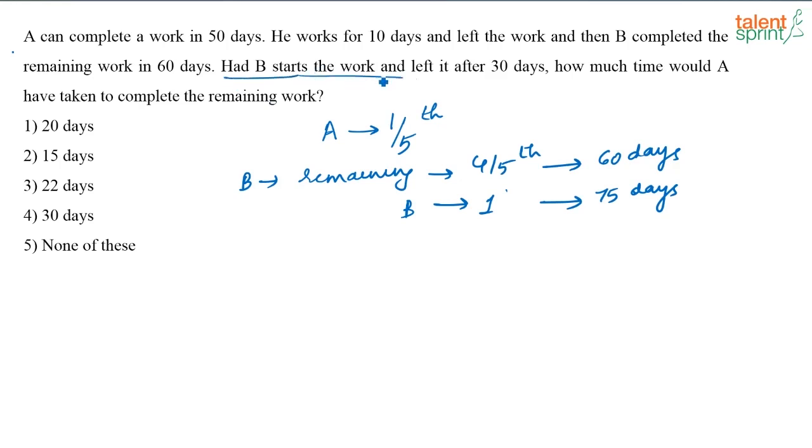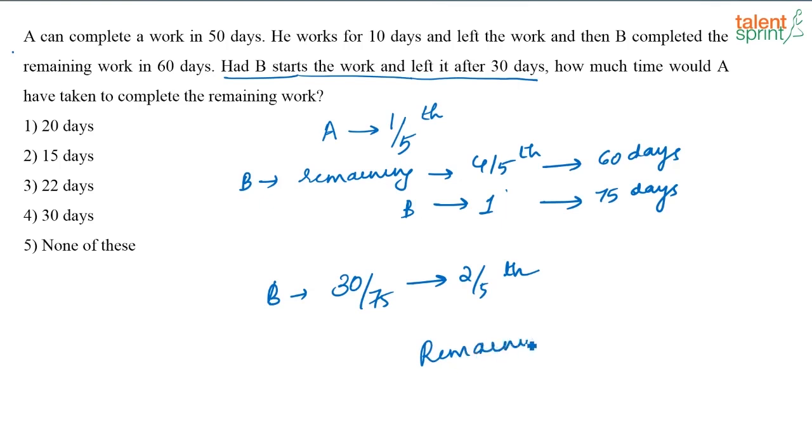Now what are they saying here? Had B started the work and left it after 30 days. So B is starting the work and working for 30 days. So how much of the work will B complete? B would have completed 30 by 75 or B would have completed 2/5 of the work. So how much work is remaining? Remaining work is now 3/5, right? 2/5 of the work is done by B. So the remaining work is 3/5 of the work.